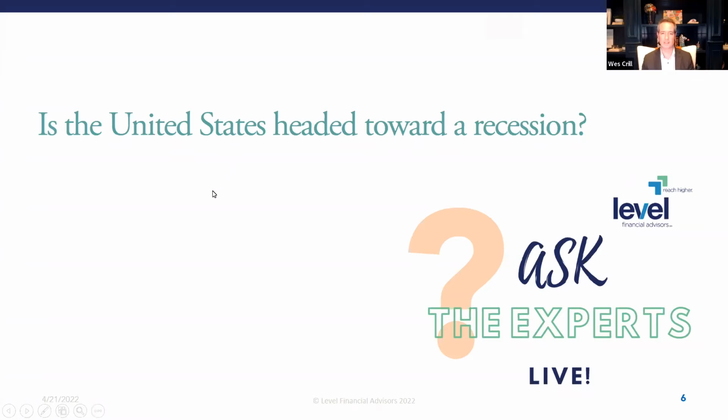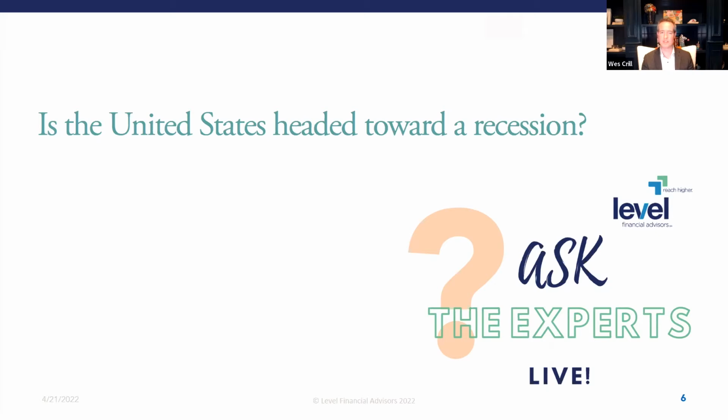But let's say, just for the sake of this conversation, that we are headed into a recession. Again, I go back to, what do I care about if I'm an investor? Recessions are associated with decreases in GDP growth or contractions in GDP. They are not associated necessarily with market downturns.